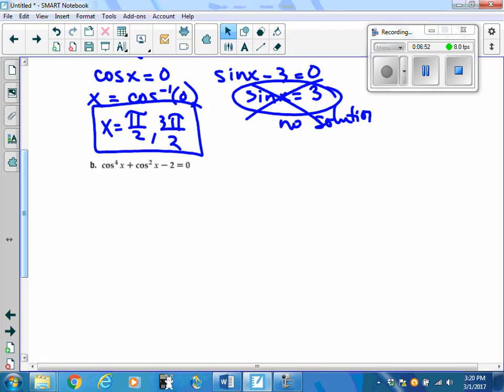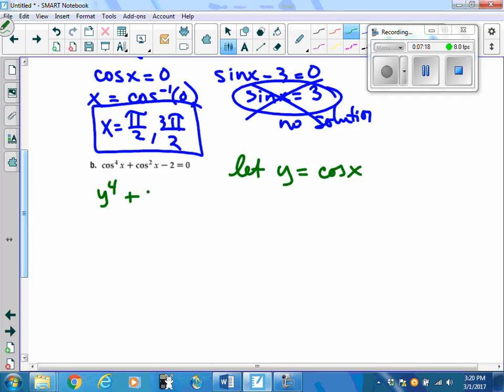In part B, I'm also going to do some factoring, but I'm not going to factor out a common monomial. And I've got a little trick for this as well. I see that I've got a fourth power, I've got a squared, I've got a minus 2. Just temporarily, I'm going to let y equal my cosine x. And so everywhere in the problem that I see cosine, I'm going to put a y. So this would be y to the fourth plus y squared minus 2 equals 0. Now I have something that just looks like a big polynomial to factor.